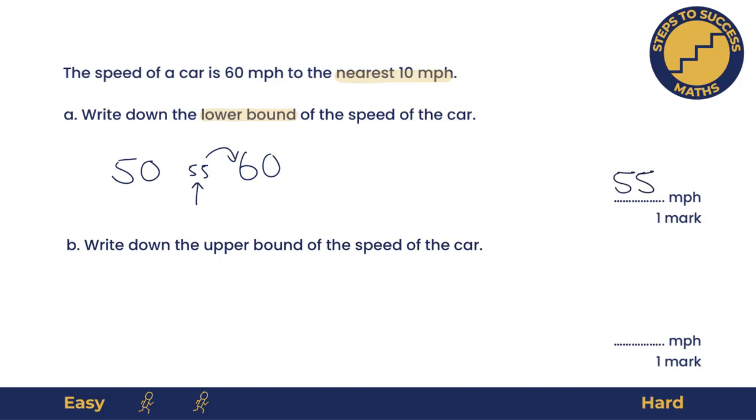And now we're going to write down the upper bound of the speed of the car. So the two numbers you could have rounded to the nearest 10 were 60 and 70. Where does it change from 60 to 70? It changes at 65. And because 64.99999 is so close to 65, we just say the upper bound is 65 miles per hour.